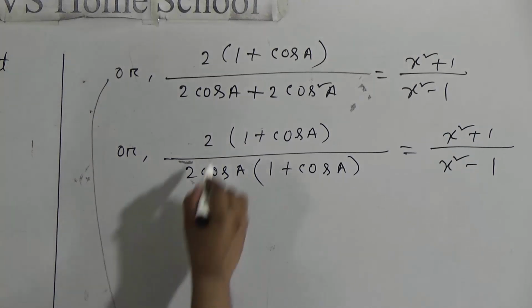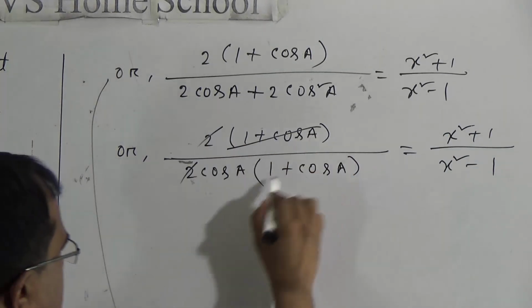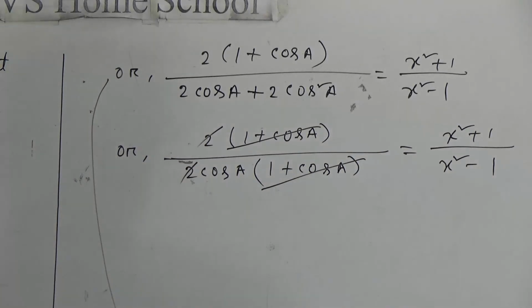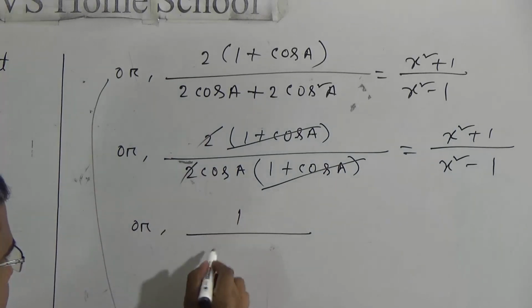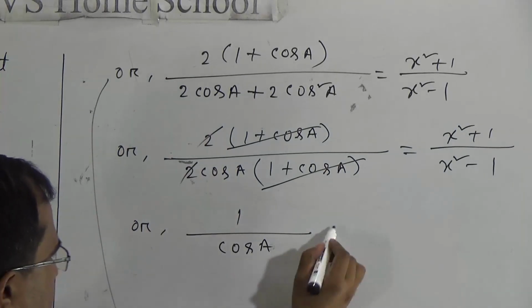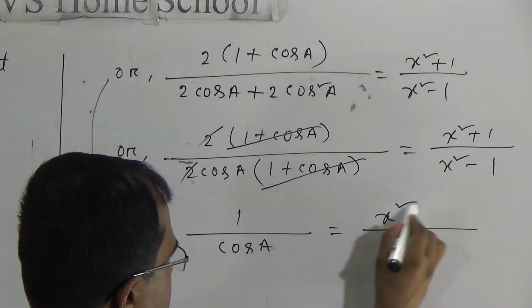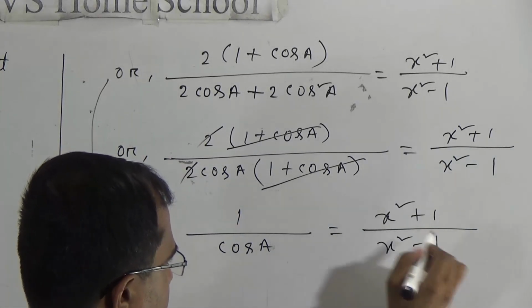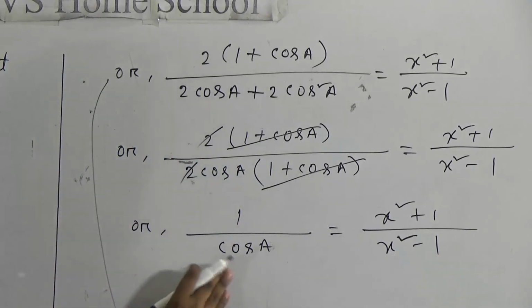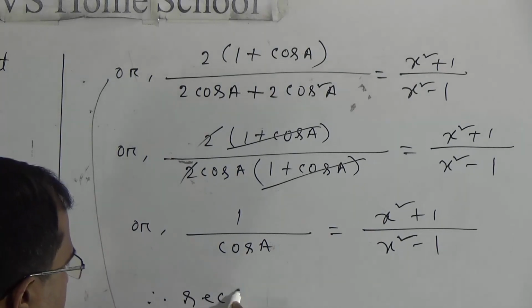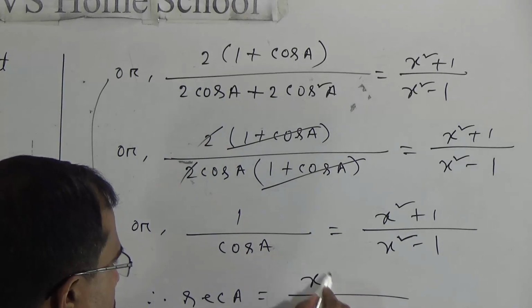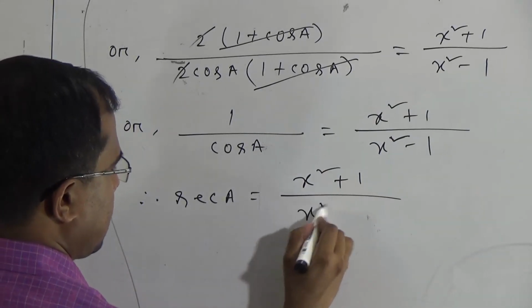Now these two and these two we can cut, 1 plus cos A and 1 plus cos A also we can cut. Now only 1 by cos A exists here. 1 by cos A is equal to x square plus 1 divided by x square minus 1. Now we know that cos is the opposite ratio of sec. So instead of 1 by cos A we can write sec A. Therefore sec A is equal to x square plus 1 divided by x square minus 1.